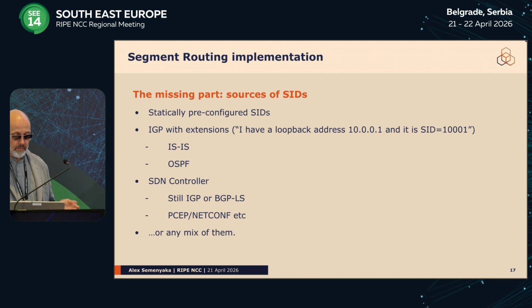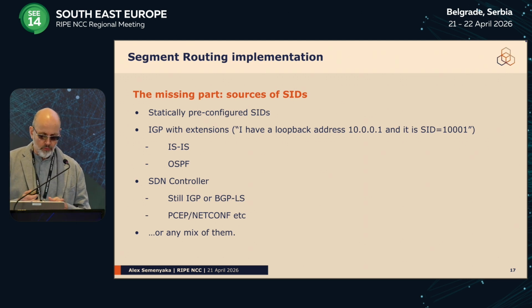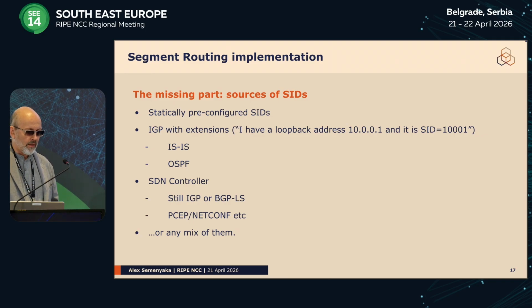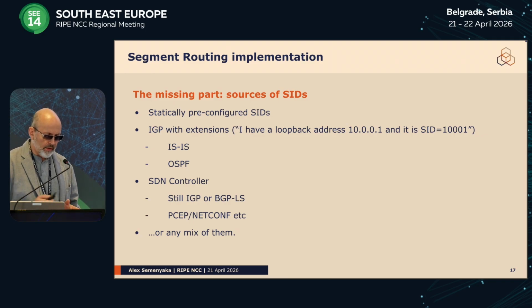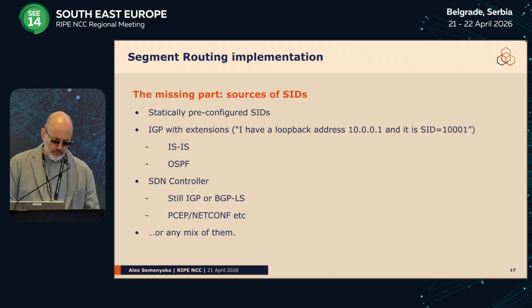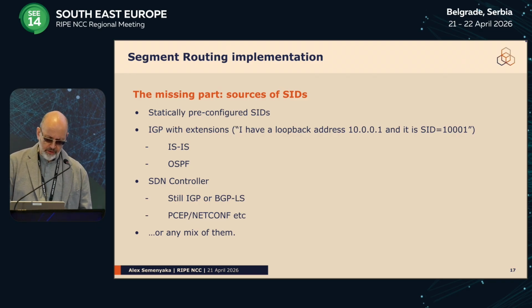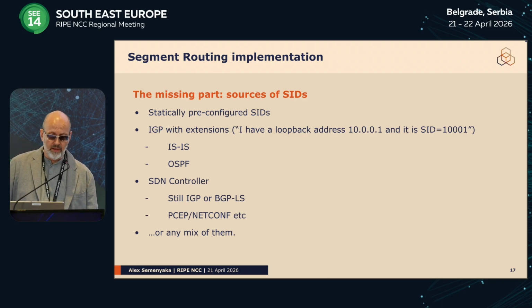And how to form the list of sequences of SIDs, how to signal them over the network. Actually, we can use pre-configured SIDs, like if you are sending a packet from here to there, use this SID sequence, this segment routing path. Or we can use IGP with the proper extensions. These extensions are simple, and I will describe them a little bit later.